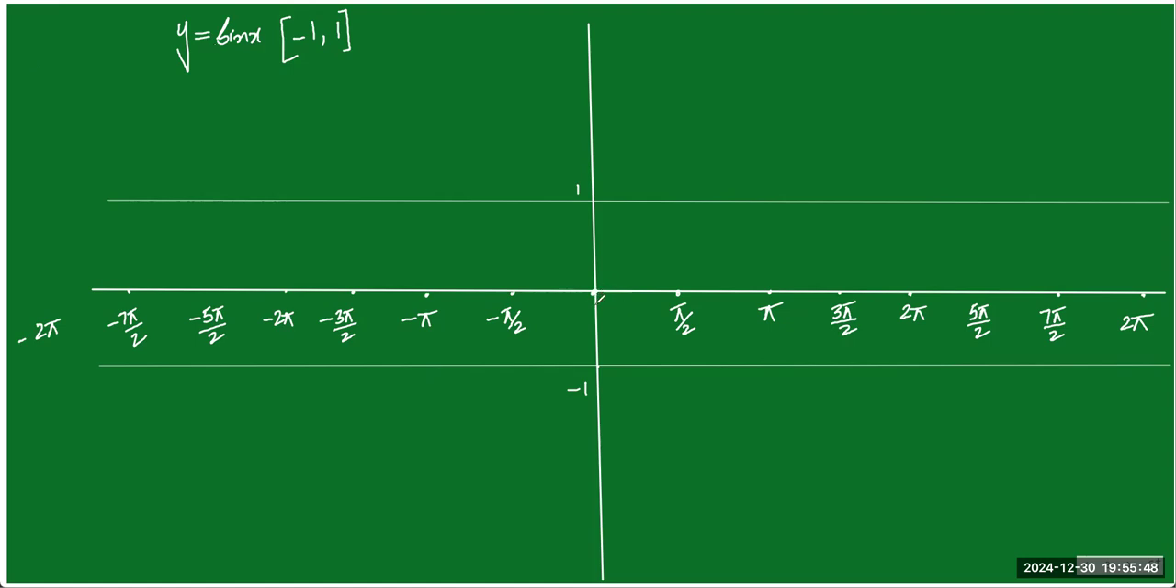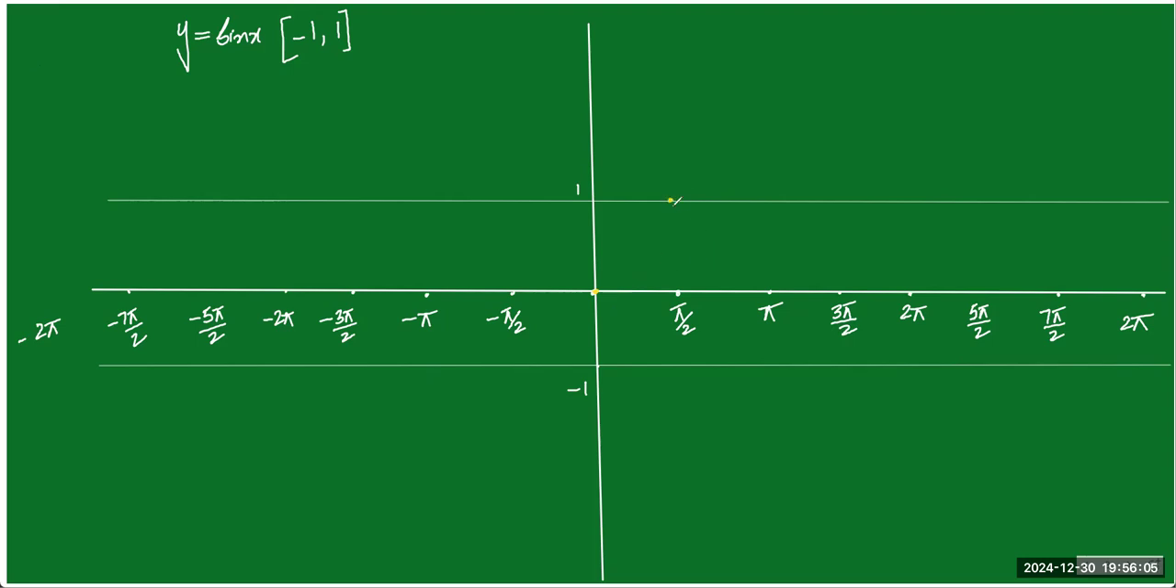Sin 0 you know these values already; I told you in the table. Sin 0 will be 0. The first value will be 0. Now the second value, sin pi by 2, is 1. Means here it is 1.